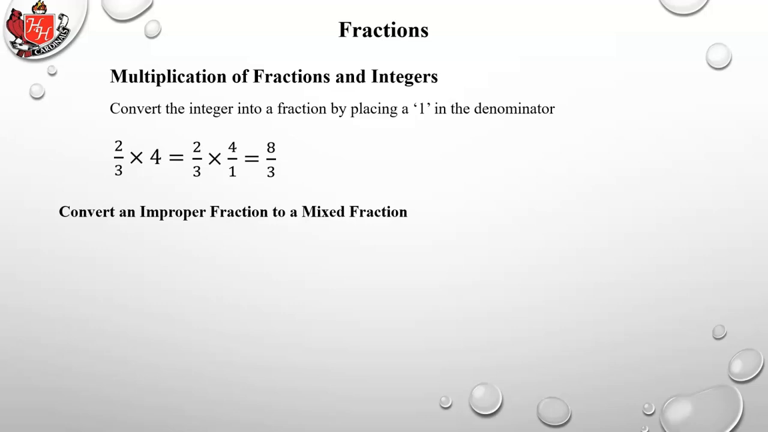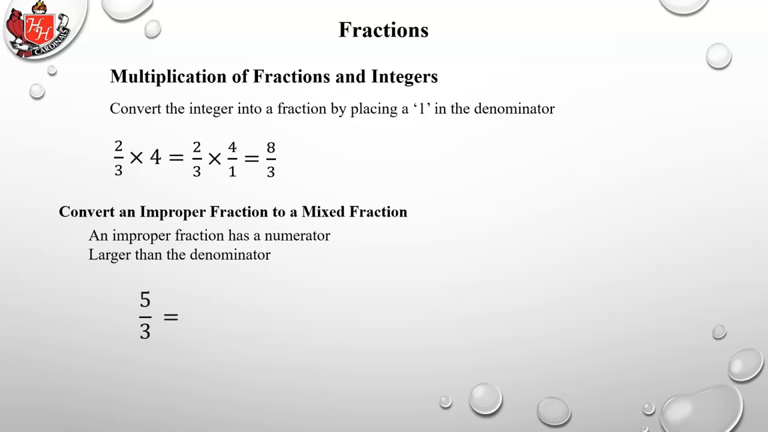Convert an improper fraction to a mixed fraction. This is not something you'll have to do in this class. Just thought I'd throw it out at you. 8/3 is called an improper fraction because the number in the numerator on top is bigger than the number on the bottom. So an improper fraction has a numerator larger than the denominator. So here's an improper fraction.